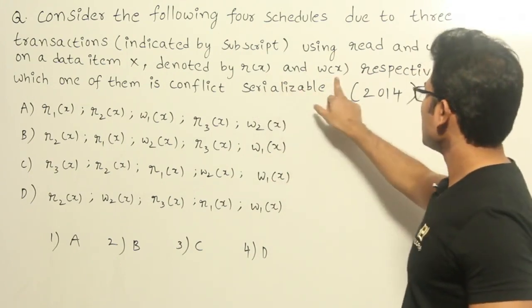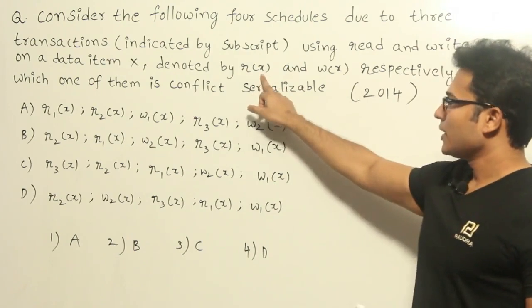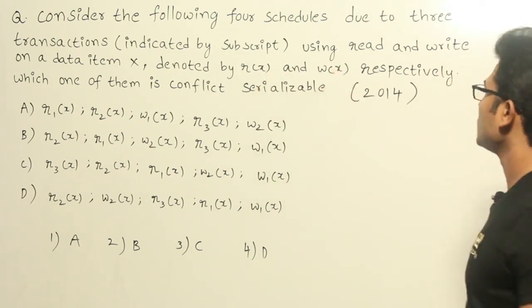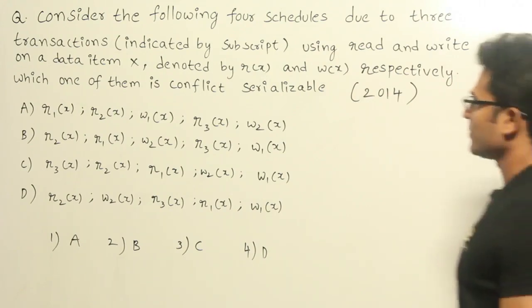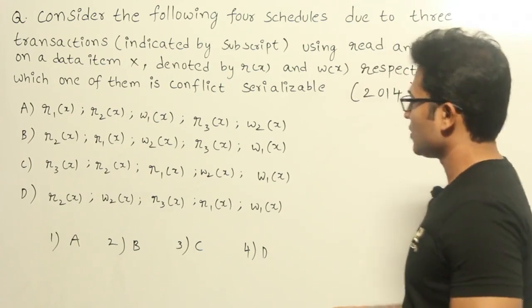Denoted by R of X and W of X respectively. So they are saying that if you are doing read on data item X, then it is R of X, and if you are doing write on data item X, it is W of X. Now which one of them is conflict serializable? Out of these 4 options, they are asking which one is conflict serializable.